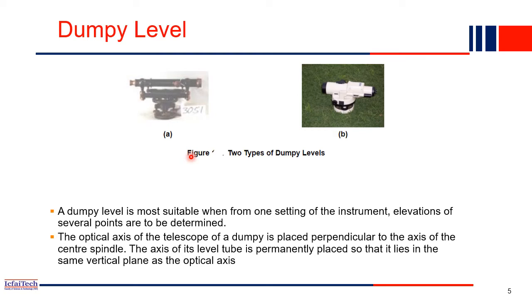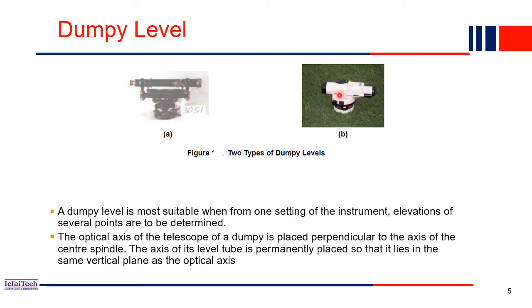Now we classify the engineering levels into three types. In practice you will find three different levels used for vertical distance measurement. The first type of instrument we call the dumpy level, which is widely used for measuring vertical distance. So this is the instrument. You can see two types of dumpy levels are there.